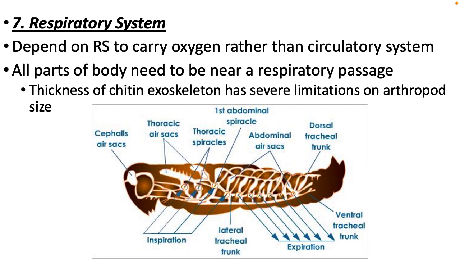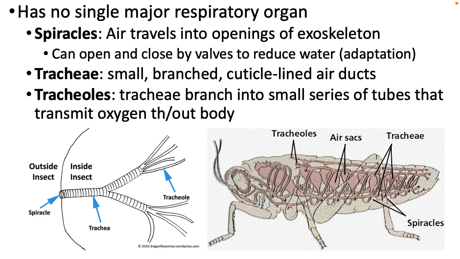So no single major respiratory organ, like how we have the lungs, but they have spiracles. Those are the openings through the exoskeleton. Then the spiracles lead to the tracheae, and the tracheae branch off into tracheoles. So this is the air duct, and these are smaller air ducts that split from the tracheae.